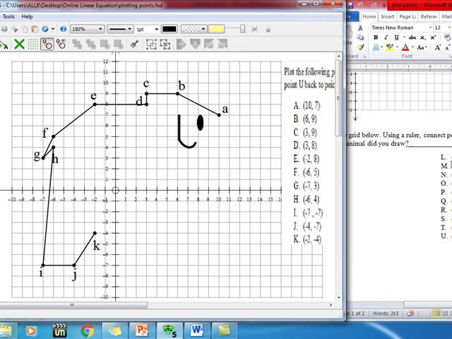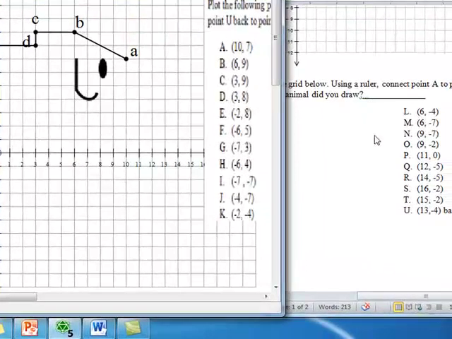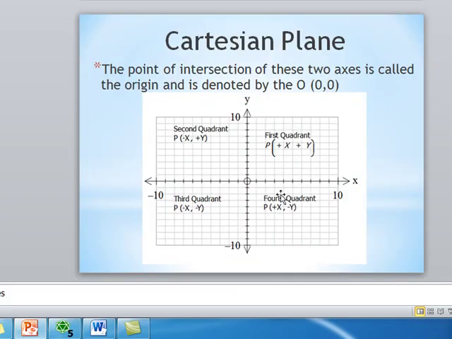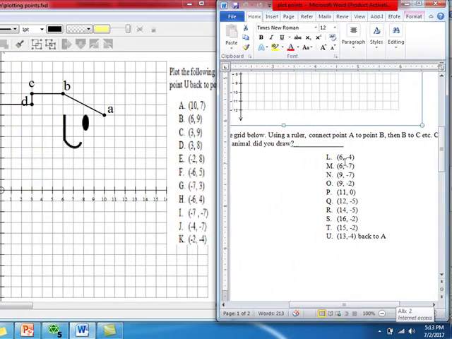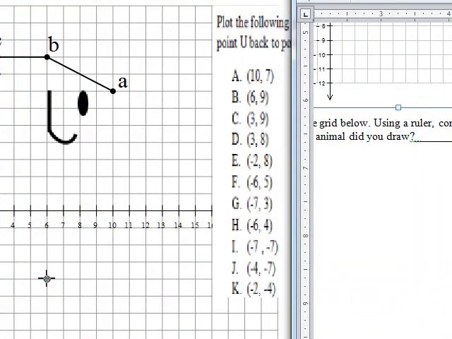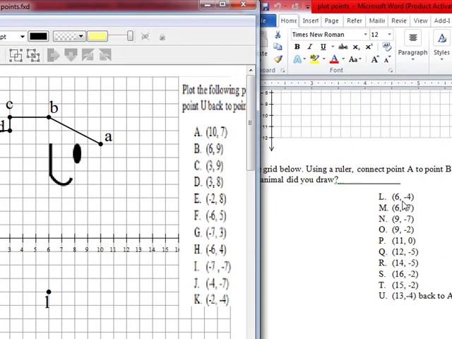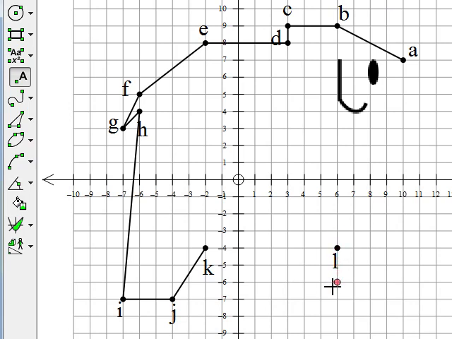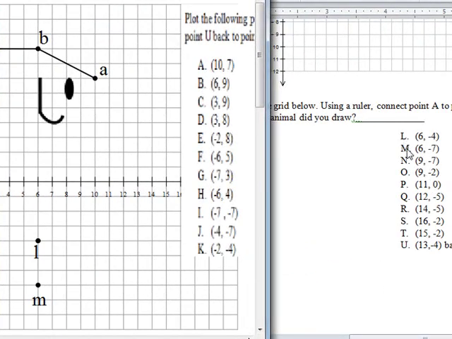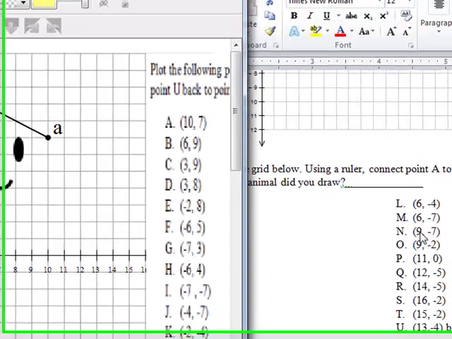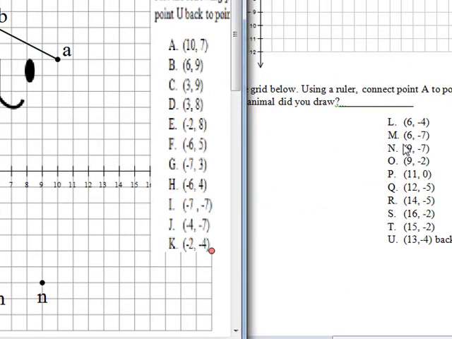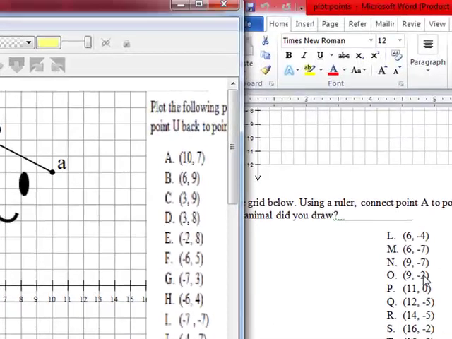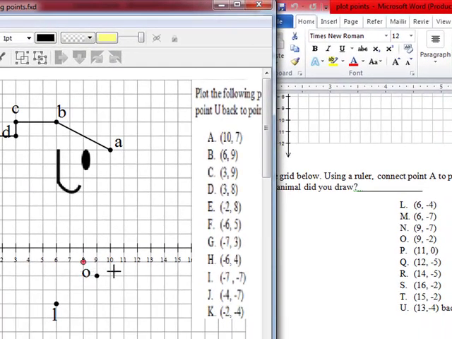We have here now L, a positive and a negative now. It changes again, so let's see in which quadrant that will be. Positive and a negative, so it's going to fall right here in quadrant 4 or 4th quadrant. So let's start. 6, -4. Then you have 6, -7. Then you have 9, -7. Then you have 9, -2.